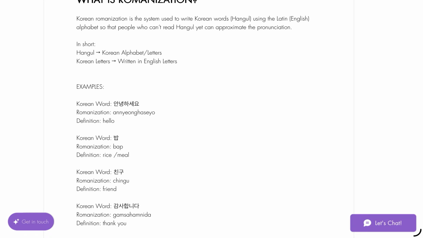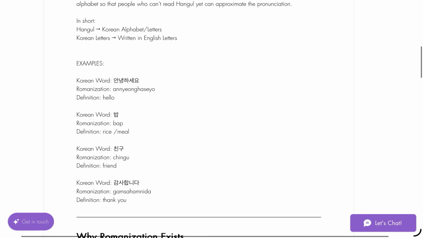So, why people don't like Romanization is because it is an approximation of the pronunciation. That is not exactly how it should be pronounced. You cannot determine the correct pronunciation just from seeing it written out. Now, maybe if you also had some type of audio, then that would be a little bit better. But even then, yeah, we have some examples here.